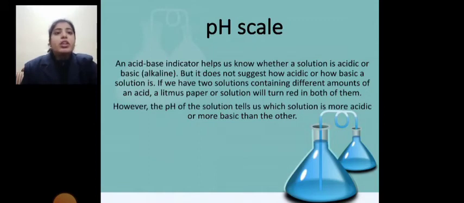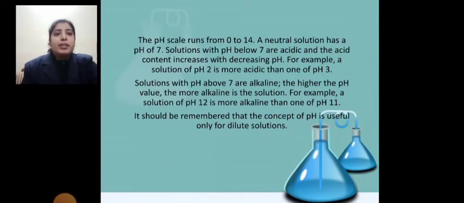So the pH of the solution tells us which of the solutions is more acidic and which one is more basic. The pH scale runs from 0 to 14, and a neutral solution has a pH of 7. So if the pH is 7, then it is neither acidic nor basic. If the pH is less than 7, then it is acidic in nature, and the acid content increases with the decreasing pH. For example, a solution of pH 2 is more acidic than the solution of pH 3.